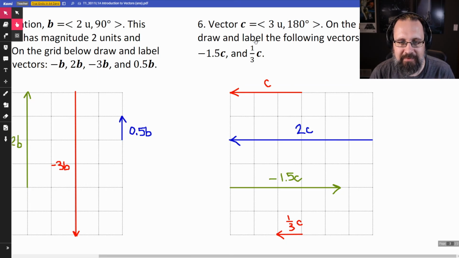Here are the answers that I put for question 6. So we got vector C, which is 3 units at 180. 180 degrees is due west. Then I did 2C, which is just 3 times 2. So it's 6 units, and it points in the same direction as C. Negative 1.5C points in the opposite direction. So instead of pointing west, it's pointing east. And 1.5 times 3 is 4.5. And then lastly, 1/3 of C, 1/3 of 3 is 1 unit. And so it's going to point 1 unit in the same direction as C, which is to the left.